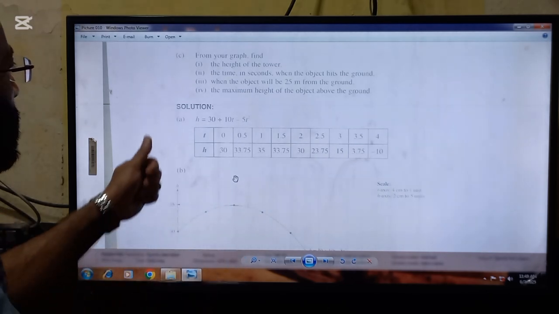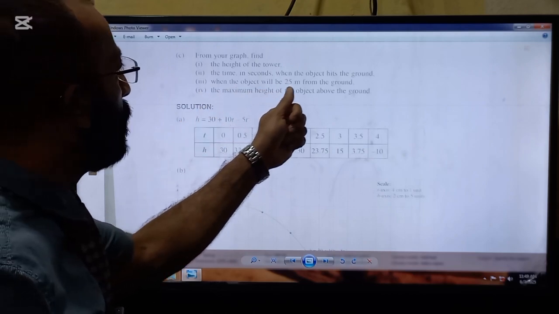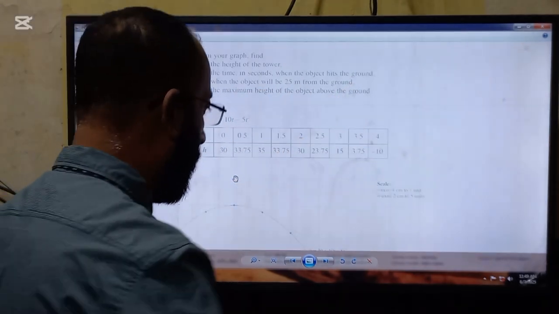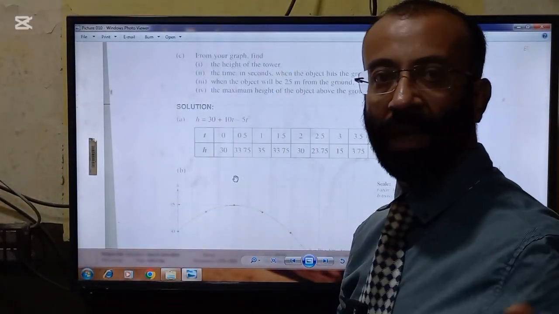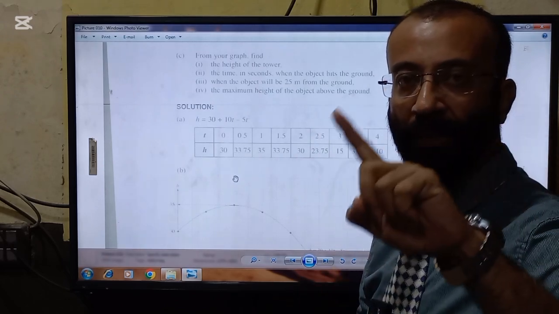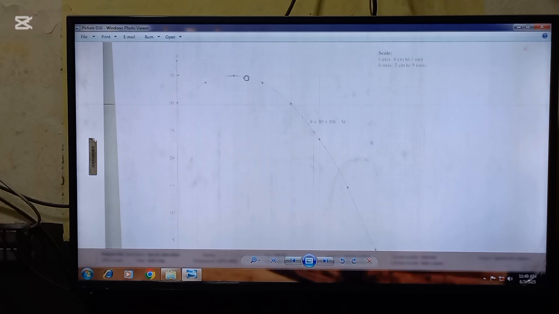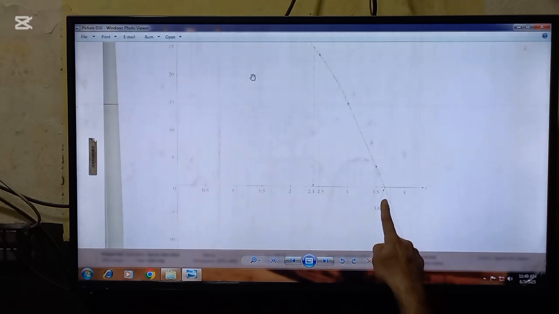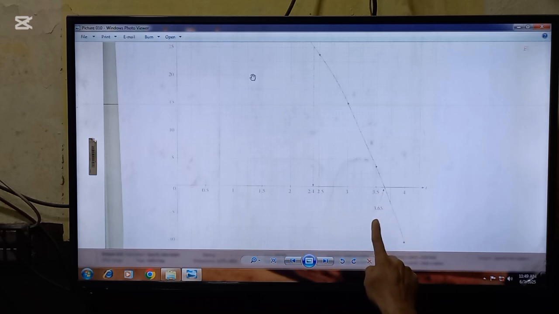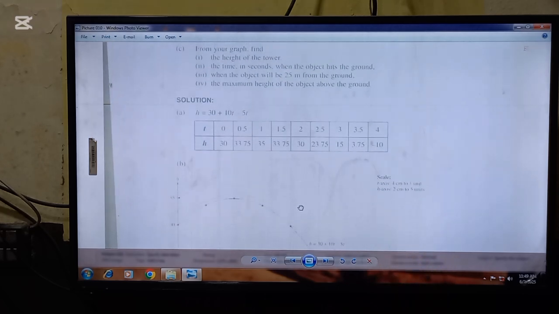Second part, the time in seconds when the object hits the ground. So look now, when the object hits the ground, actually the graph will touch the x-axis. So look now, this is the stage where the graph cuts the x-axis. So this point of x, that is 3.65, is the time at which the object hits the ground.